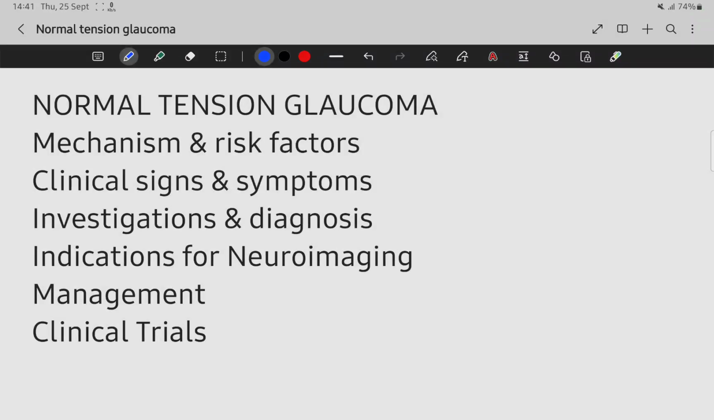Hi friends, in today's class we will discuss normal tension glaucoma, its mechanism, risk factors, clinical signs and symptoms, investigations, diagnosis, the indications for neuroimaging, management and clinical trials. So, what is normal tension glaucoma? It's also referred to as normal pressure or low tension glaucoma.